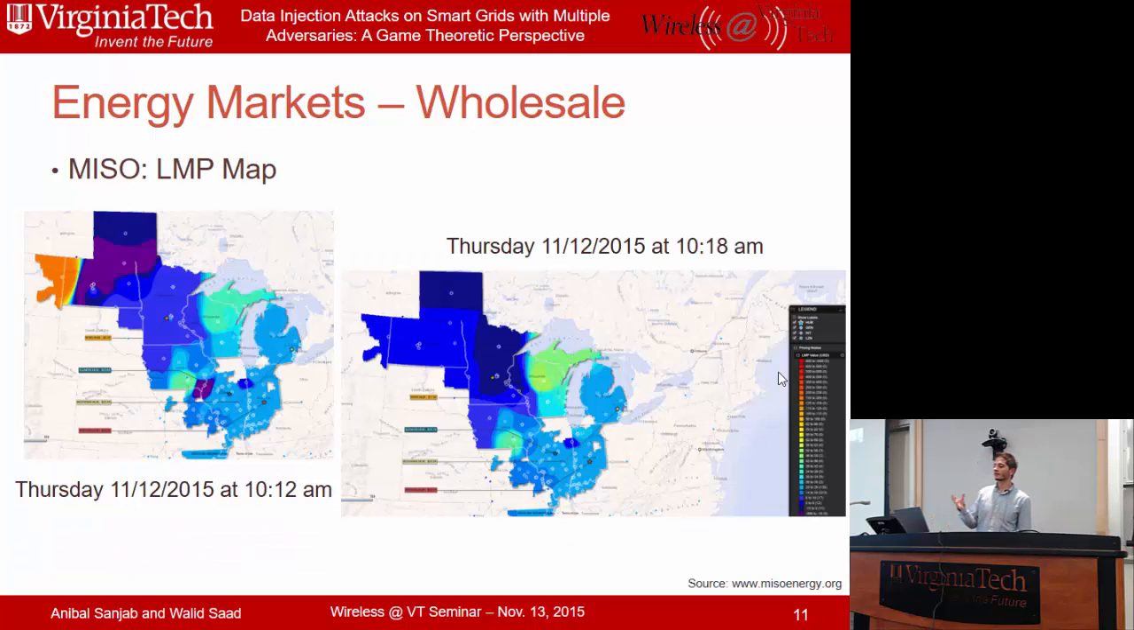If we look at another market, that's the Midwest ISO, or Mid-Continent ISO market. You can also see the electricity prices in all the regions covered by MISO. On the left side, that snapshot was taken at 10:12 a.m. yesterday. You can see there is a huge difference in prices between the many regions in that market, right? And then if we look at the right side, that was 6 minutes later. We can see also that there has been a lot of change in that 6-minute window between the two price profiles.